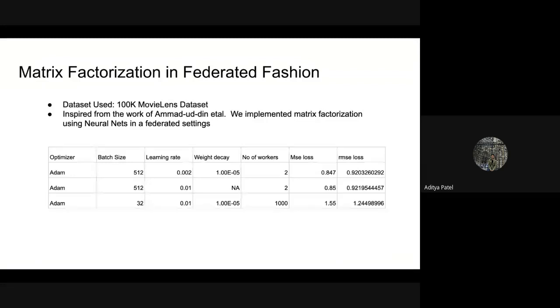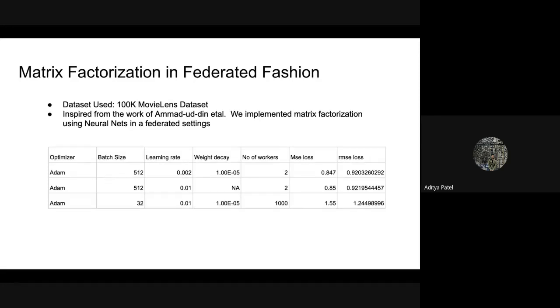This work was inspired by the work of Ahmad Uddin et al., a researcher at Huawei. They had implemented matrix factorization using alternating least squares in a federated fashion. We tried doing it using neural nets. The results were pretty similar. We were able to replicate their results using neural nets, which was a great win for us. We got an RMSE loss of around 1.244 with 2,000 workers, which is pretty awesome.